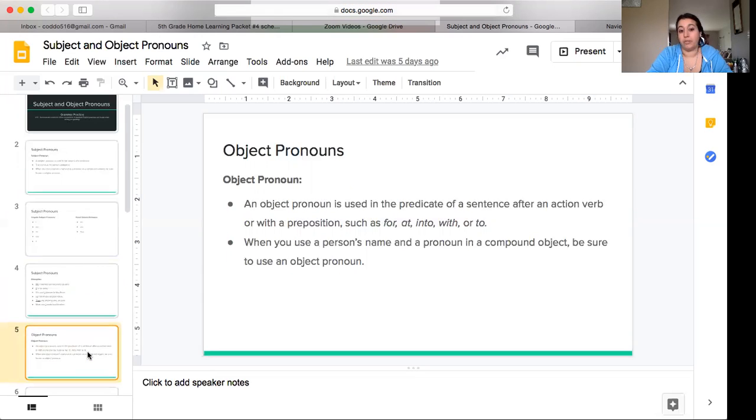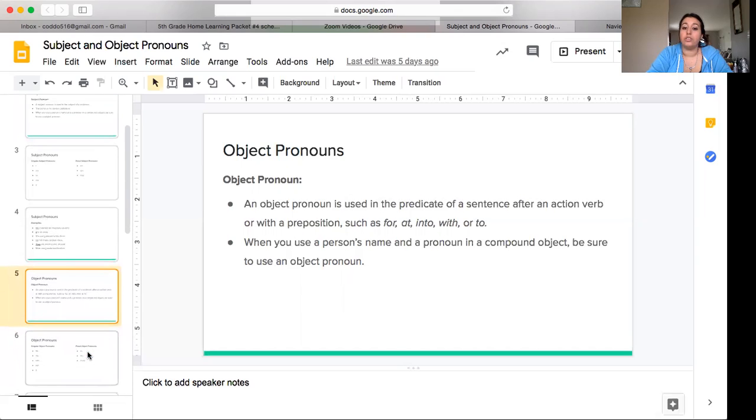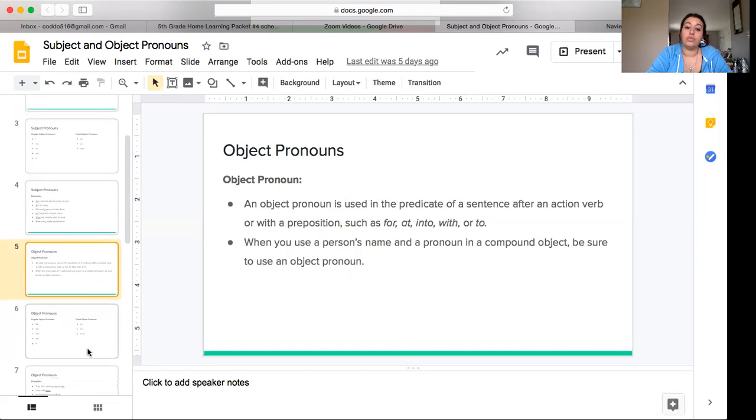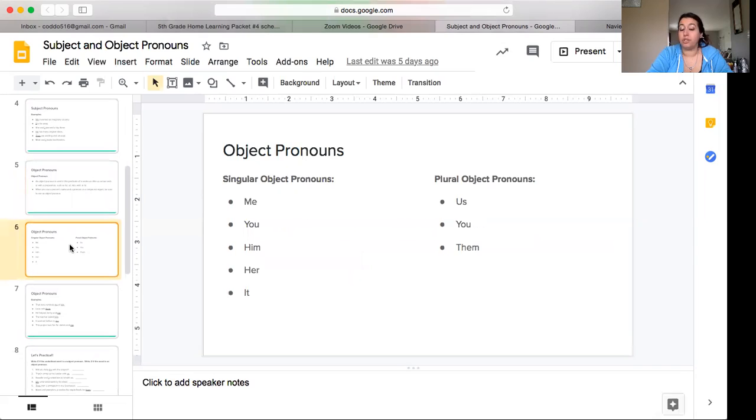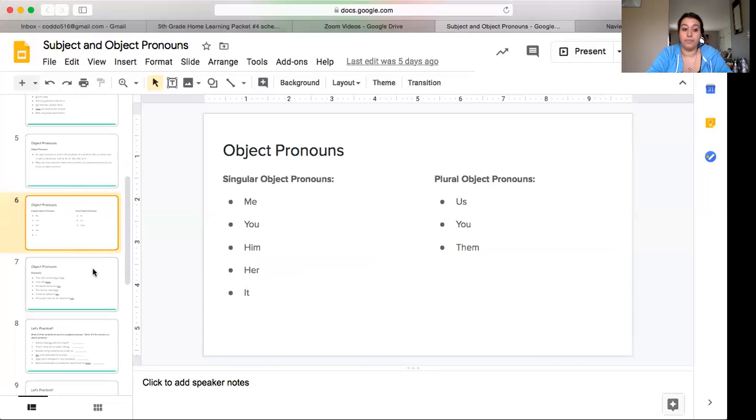Next is object pronouns. An object pronoun is used in the predicate of a sentence after an action verb or with a preposition such as for, at, into, with, or to. When you use a person's name and a pronoun in a compound object, be sure to use an object pronoun. Like subject pronouns, object pronouns come in singular and plural as well. Singular object pronouns are me, you, him, her, and it. Plural object pronouns are us, you, and them.